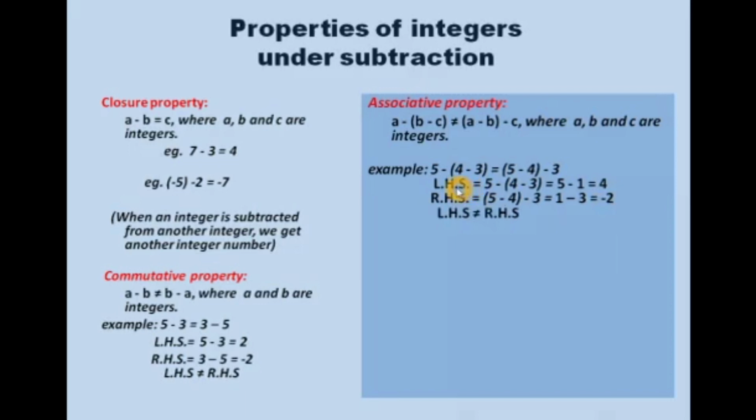So, the value of the left hand side and the value of the right hand side cannot be equal. Left hand side is not equal to right hand side. So it can be concluded that commutative property and associative property are not applicable over subtraction.